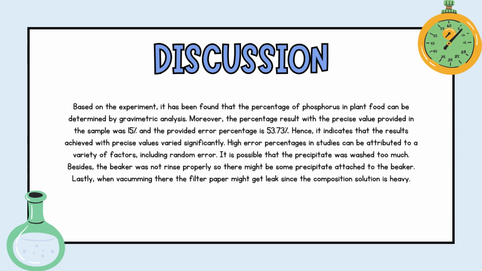High error percentage in studies can be attributed to a variety of factors, including random error. It is possible that the precipitate was washed too much. Besides, the beaker was not rinsed properly, so there might be some precipitate attached to the beaker. Lastly, when vacuuming, the filter paper might get leaked since the solution is heavy.